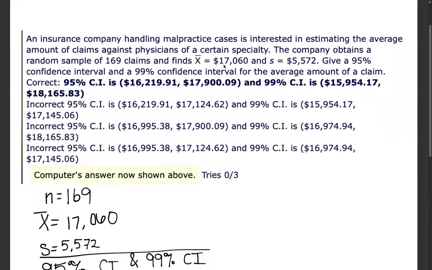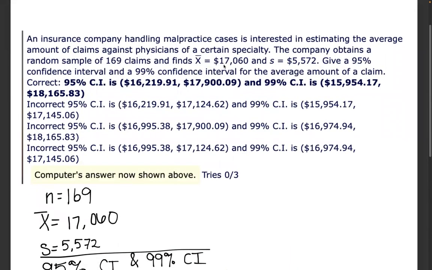Okay. An insurance company handling malpractice cases is interested in estimating the average amount of claims against physicians of a certain specialty. The company obtains a random sample of 169 claims and finds X bar equals $17,060 and S equals 5,572. Give a 95% confidence interval and a 99% confidence interval for the average amount of a claim.